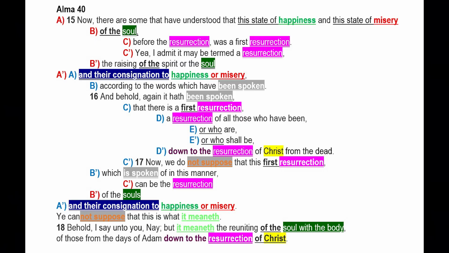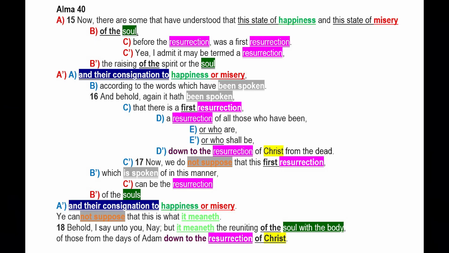So you can notice that I have highlighted in green and red both happiness and misery, and those show up again next to the blue terms where it says their consignation to happiness or misery. So you can see that that concept is repeated here 3 times, and that sort of forms the outside of these two structures, happiness or misery.